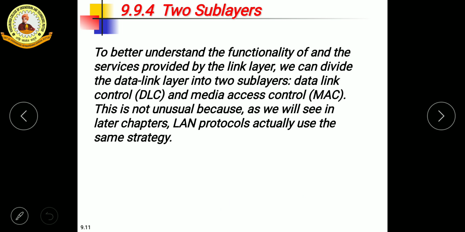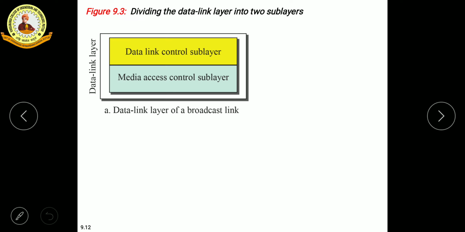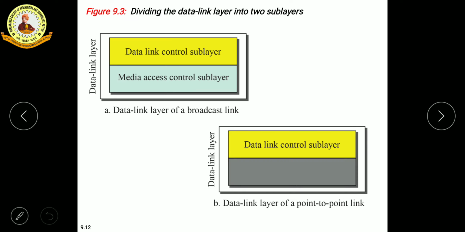Then the next concept is two sublayers for this data link layer. I'll show you the figure. These are the two sublayers. To better understand the functionality of and the services provided by the data link layer, we can divide the data link layer into two sublayers. The first one is data link control, that is DLC, and the second one is media access control, that is MAC. This is not unusual, because we will see in the upcoming chapters that LAN protocols actually use the same strategy. Okay, that is dividing.